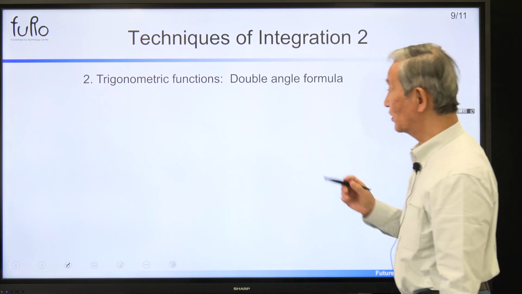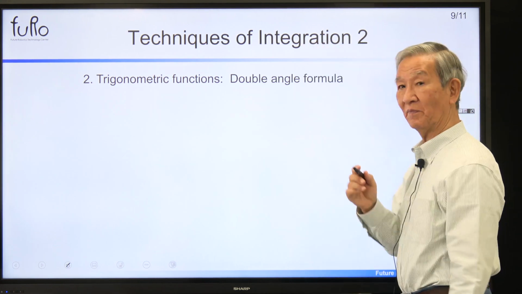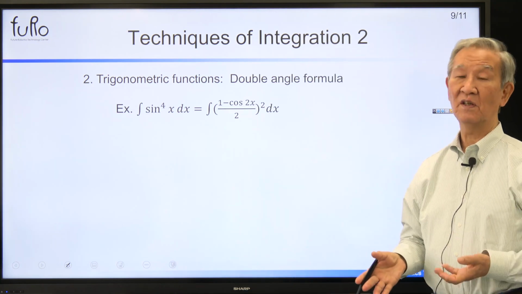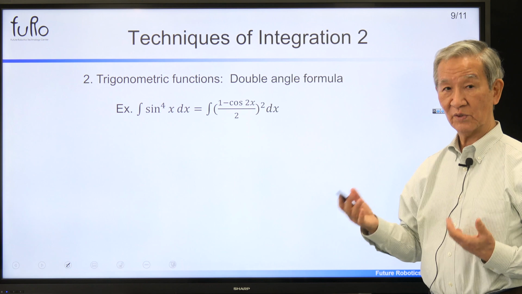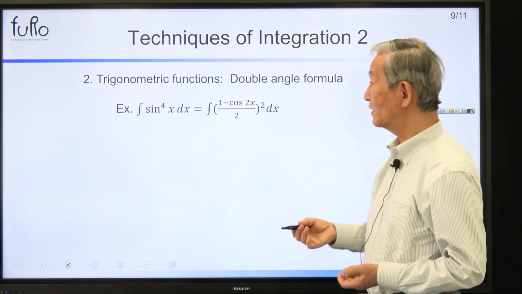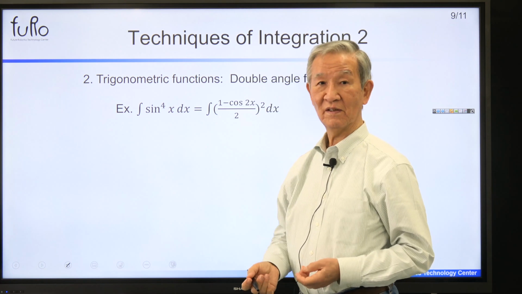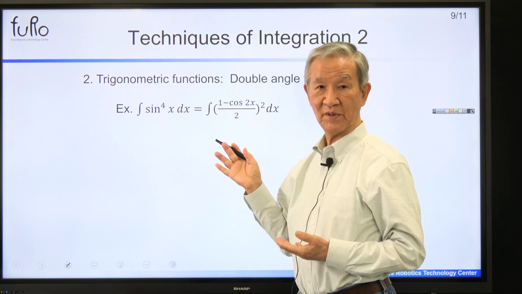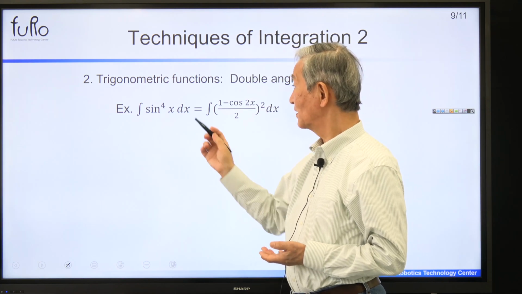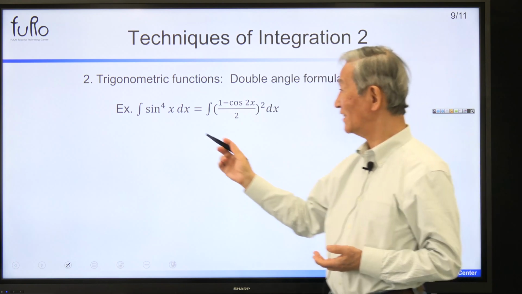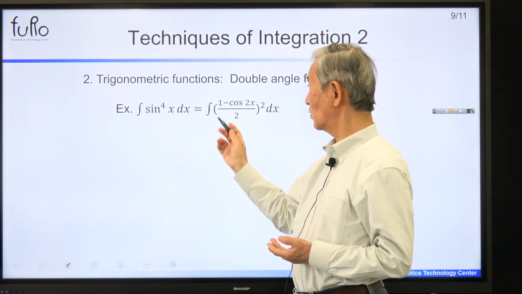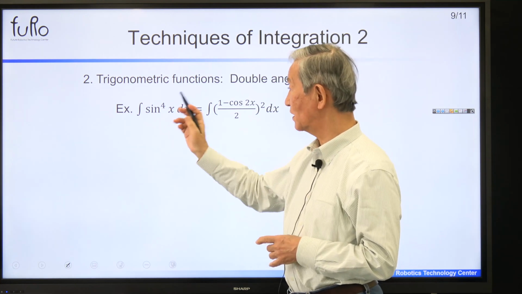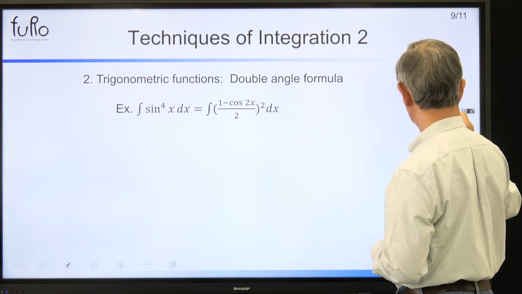Second one is trigonometric functions double angle formula. Well, there are many of those formulas for trig functions, so we can use them as tools for evaluating integrals, like sine to the fourth power. If you take one of the sines out, you have sine cubed, so you cannot do the same thing again. But the other thing we do know is that sine squared can be written in this form, 1 minus cosine 2x divided by 2. So this entire thing, sine to the fourth power, is a square of that.